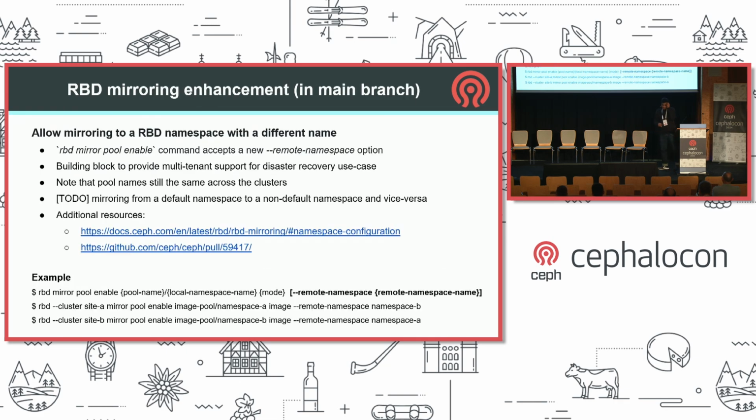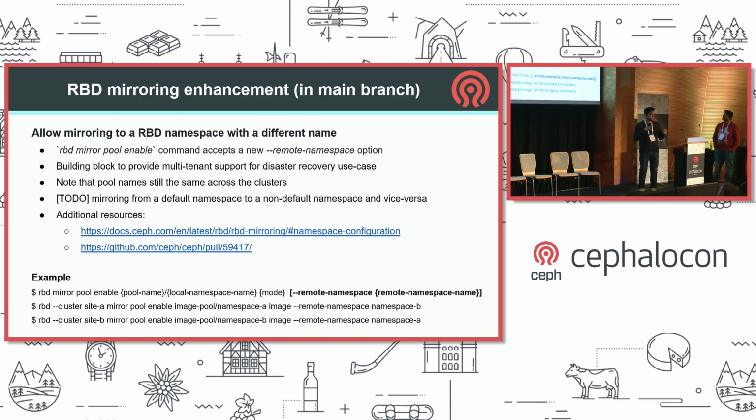And we also introduced an enhancement to snapshot-based mirroring of images. So you can mirror an image from an RBD namespace to a differently named namespace. So this is a building block to create multi-tenancy in a disaster recovery use case.